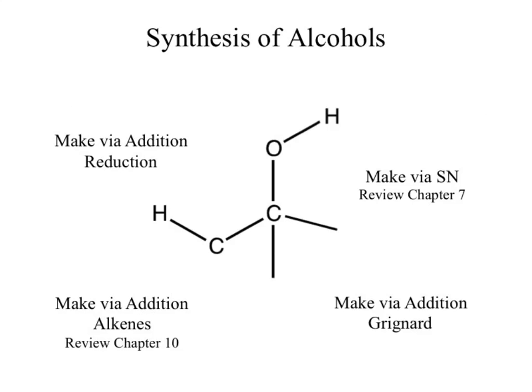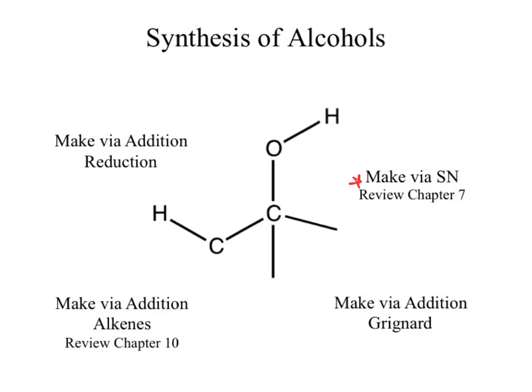Okay, so when we look at the synthesis of alcohols, we're looking at how can we make this OH bond, or technically this carbon-OH bond. And we've got 4 separate categories in which we could drop it, along with their overall reactions. We could go through and do a substitution reaction. That's ultimately a review of Chapter 7. Probably not going to talk a lot about that because it's a review of stuff from last semester.